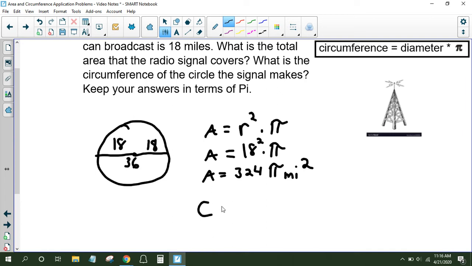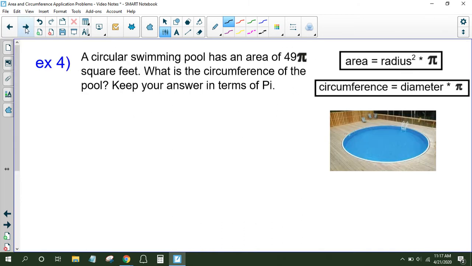So our circumference will then end up being 36 pi miles. All righty, there is number 3. All right, let's take a look at the next example. Last example is number 4.